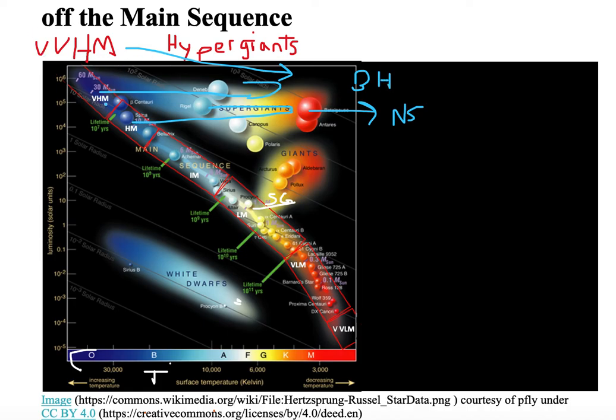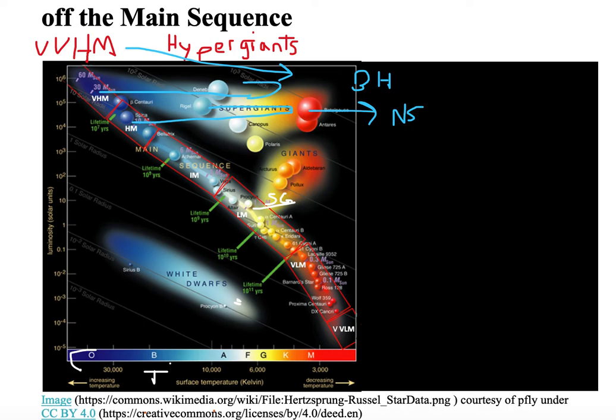The very, very high mass stars and the very high mass stars evolve into the black holes. It's just that the very high mass stars evolve into supergiants first before black holes, and the very, very high mass stars evolve into hypergiants before the black holes. But they end up as the black holes. So we see some commonality. The only unique one is the high mass stars, which evolve into neutron stars.